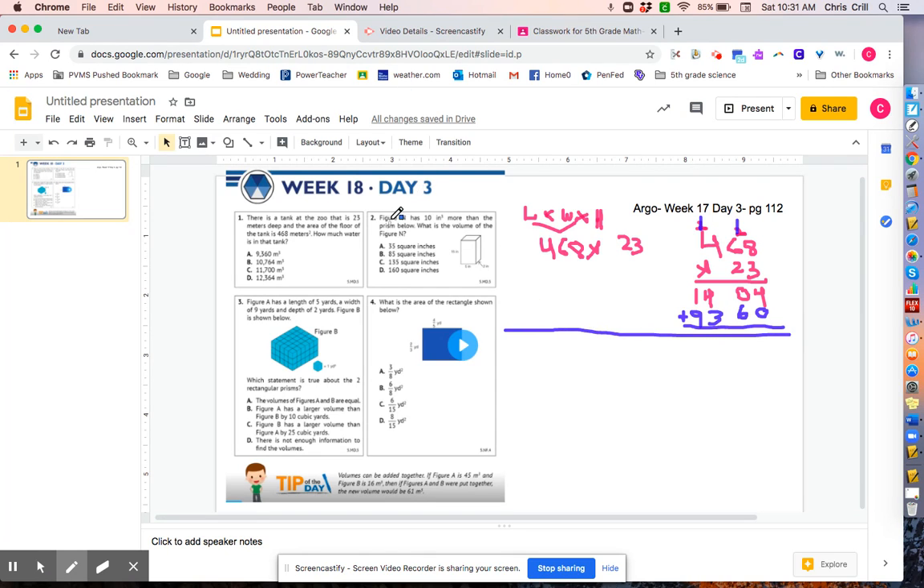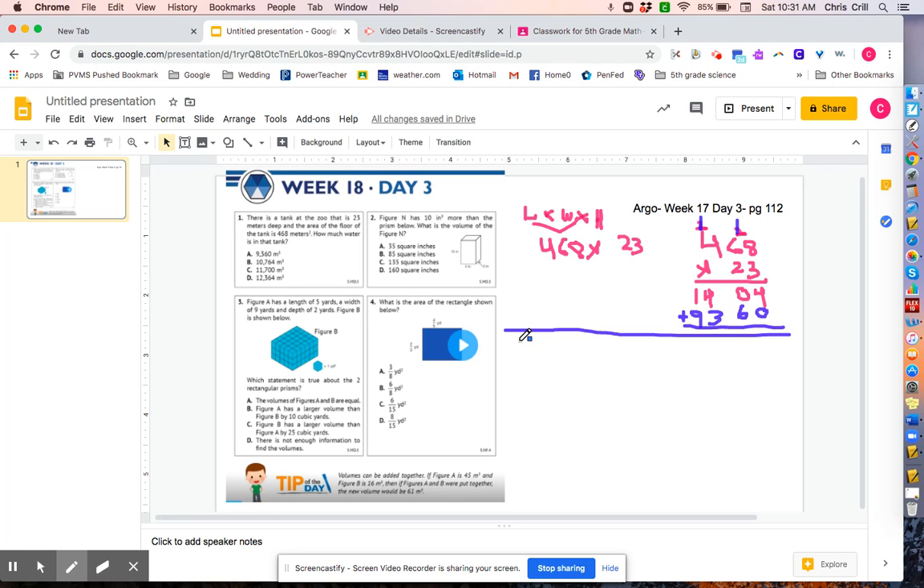Let's take a look at number 2. Number 2 is over on this side. It tells us figure N has 10 more cubic inches than this prism below. So we don't see figure N, it's a separate figure. All we know is it's got 10 more cubic inches than this shape. So I guess what I'd have to do is figure out the volume of this shape and then add 10 to that. So remember, volume is length times width times height.